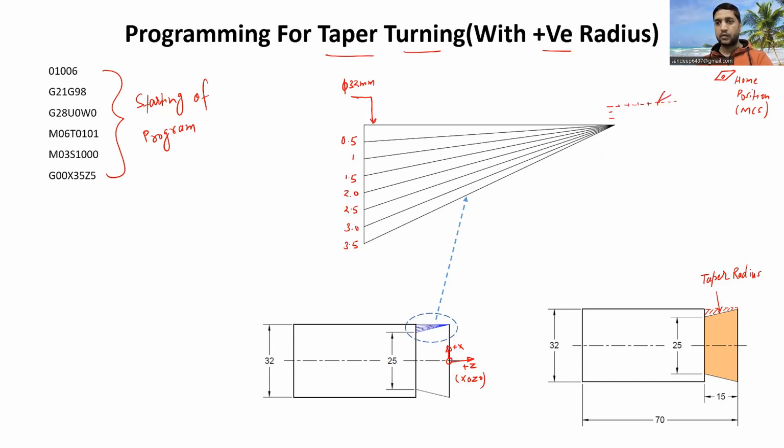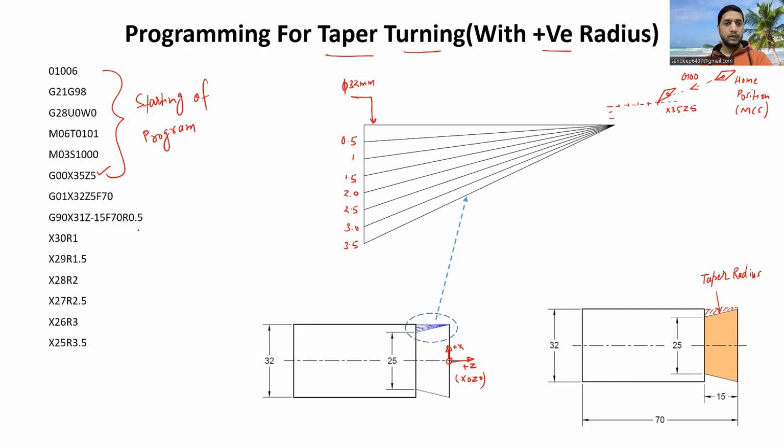So let us say now this X35 Z5 is the location relative to this workpiece. Now we are moving the cutting tool from its home position to this location with rapid traverse G00 code. I hope this line is clear to you now. And after that, this is the profile program.